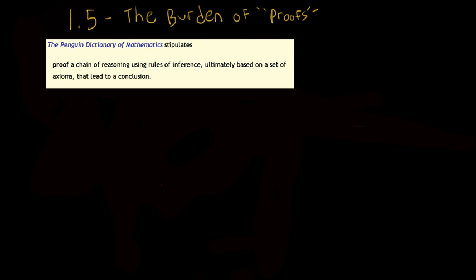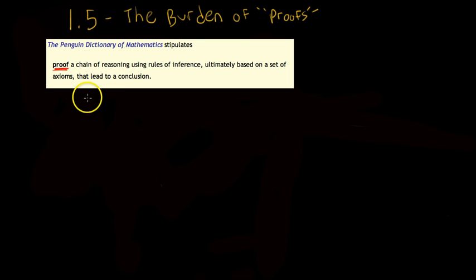So when we talk about that with math, we're going to look at this definition. There are a lot of definitions, but they generally say the same thing. This is the simplest one I could find from the Penguin Dictionary of Mathematics. It says that a proof is a chain of reasoning using rules of inference, ultimately based on a set of axioms that lead to a conclusion. So let's break that down. Proof is what we're trying to find. We're trying to find the definition of a proof.